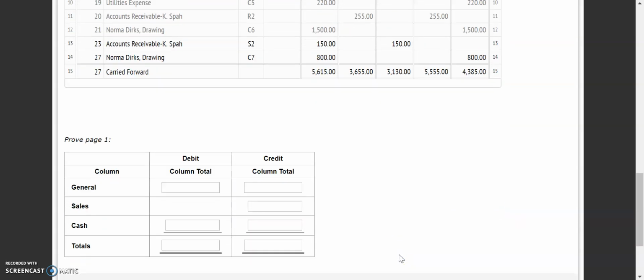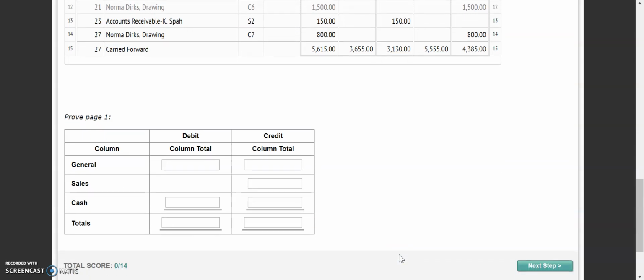So before we move forward, we want to prove page 1. And when we prove page 1, all we're saying here is we're making sure that our debits equal our credits. So what we're going to do is we're just going to plug in our numbers. Our debit column total was that $5,615. Our general credit column total was $3,655. So I'm just pulling these numbers right from the bottom of my journal page. Sales was $3,130. Cash was $5,555, and cash credit was $4,385. So once again, we just want to get our handy dandy calculators out. We're just going to total these up real quick.